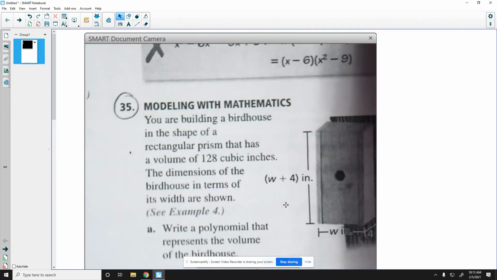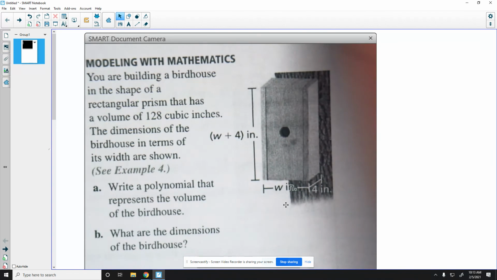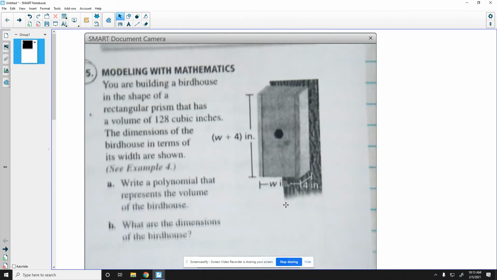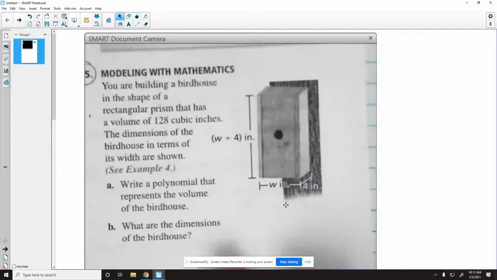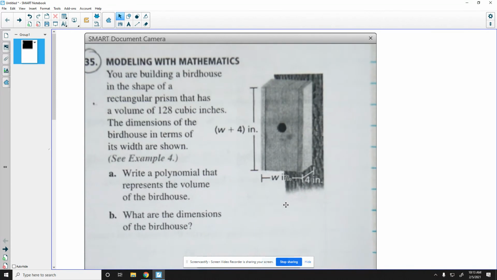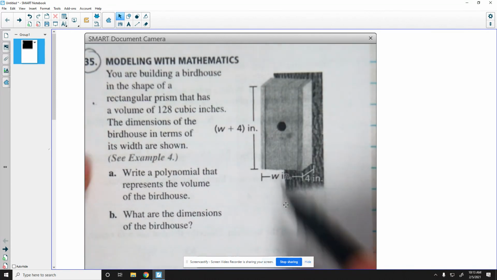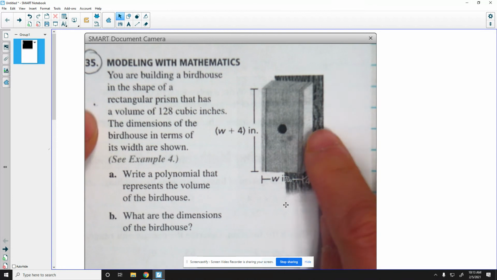I will have done 8 problems with you. Number 35 is a word problem. I'm showing you number 35 because it is exactly like number 36, and so you can basically model what we did for 35 to make it look like 36 so you're not confused.